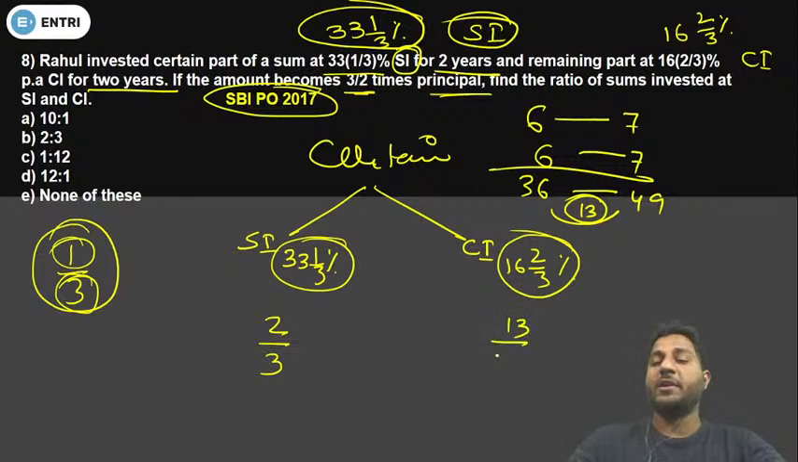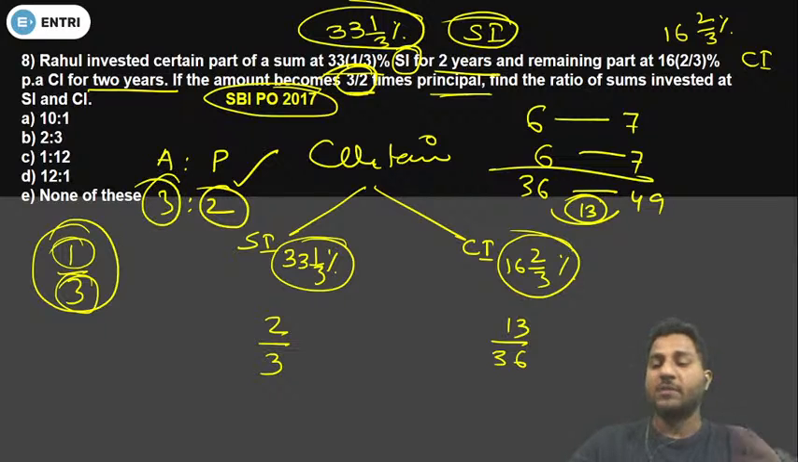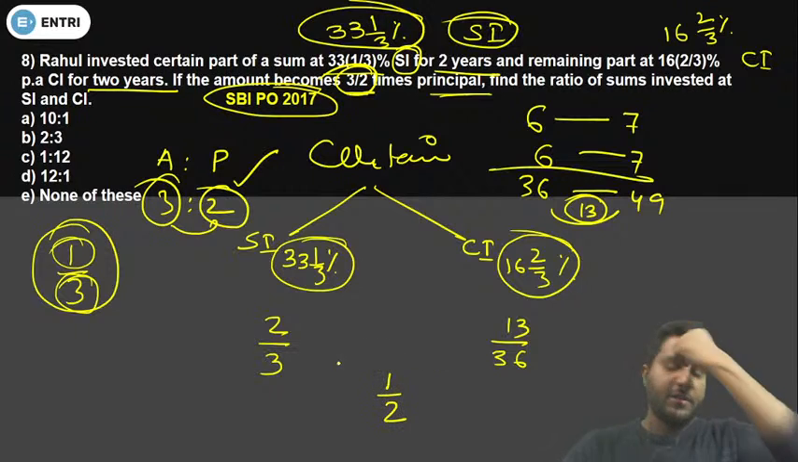That means the whole interest after 2 years will become 13 out of 36. But the amount will become 3 by 2 times of principal. That means the principal was 2 and the amount was 3. That means clearly over the years half the principal, half the interest have been generated.